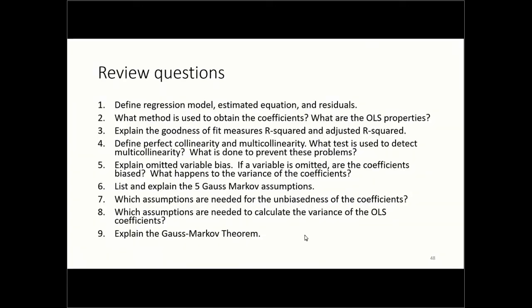So here are the review questions for this presentation. Define the regression model, estimated coefficients and residuals. Which method do we use to estimate the coefficients? What are the properties? Explain goodness of fit measures. Distinguish between perfect collinearity and multicollinearity. Explain omitted variable bias. And then list and explain the 5 Gauss Markov assumptions, which ones are needed for unbiasedness, which ones are needed to calculate the variance, and explain the Gauss Markov theorem.